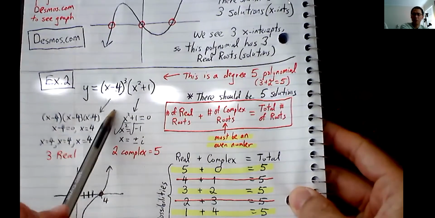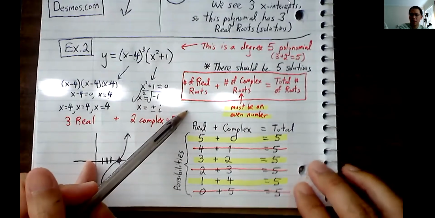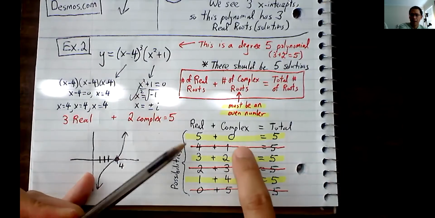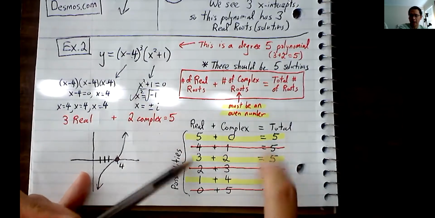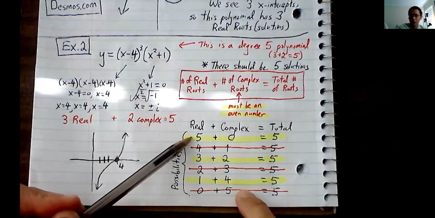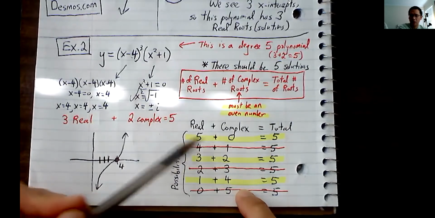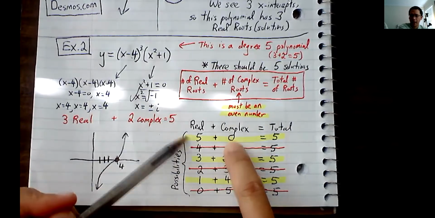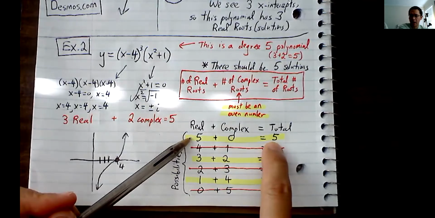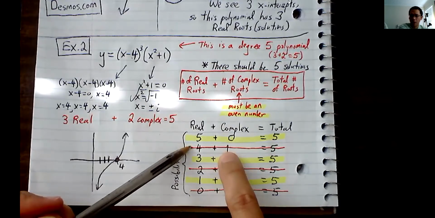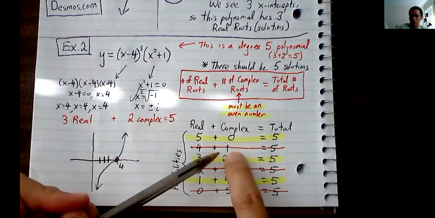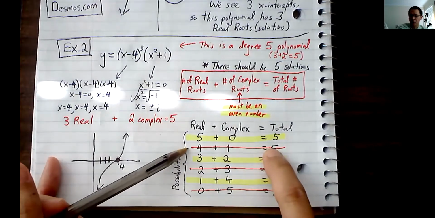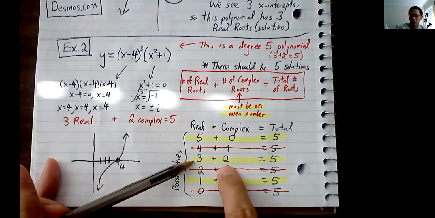So before we look at this problem, I want to show you the possibilities that could happen if we were to add the 2 roots together. So let's look at the possibilities that we can combine numbers and add up to be 5. So we could have 5 reals and 0 complex, right? This is okay. This is a true possibility because 0 is an even number. Could we have 4 real and 1 complex? It does add up to be 5, but 1 is not an even number, so this is not a valid possibility. Okay. How about 3 and 2?